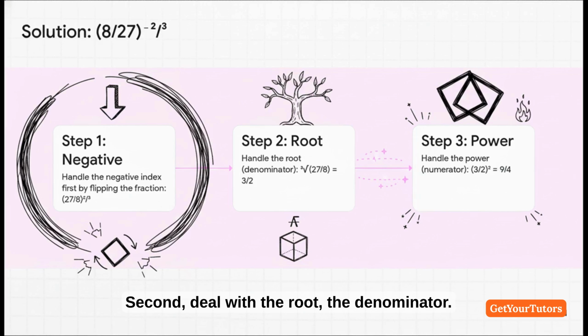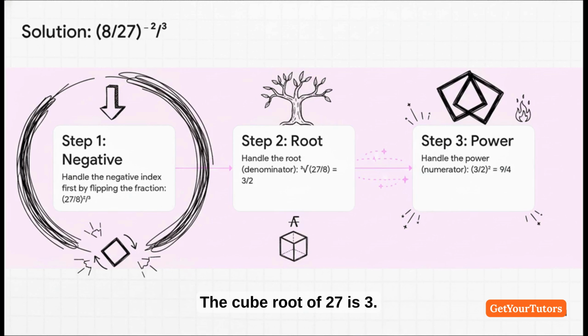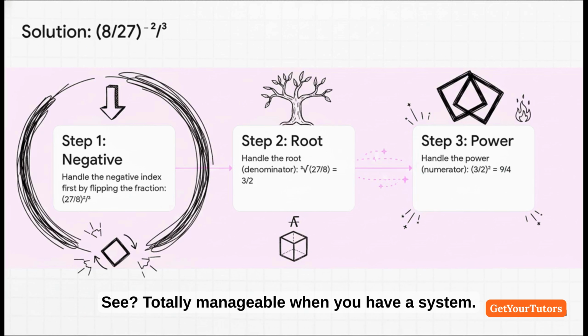Second, deal with the root, the denominator. The cube root of 27 is 3, the cube root of 8 is 2. So now we have 3 over 2. And finally, step 3, deal with the power, the numerator. Square it. (3/2) squared gives us our final answer, 9 over 4. See? Totally manageable when you have a system.